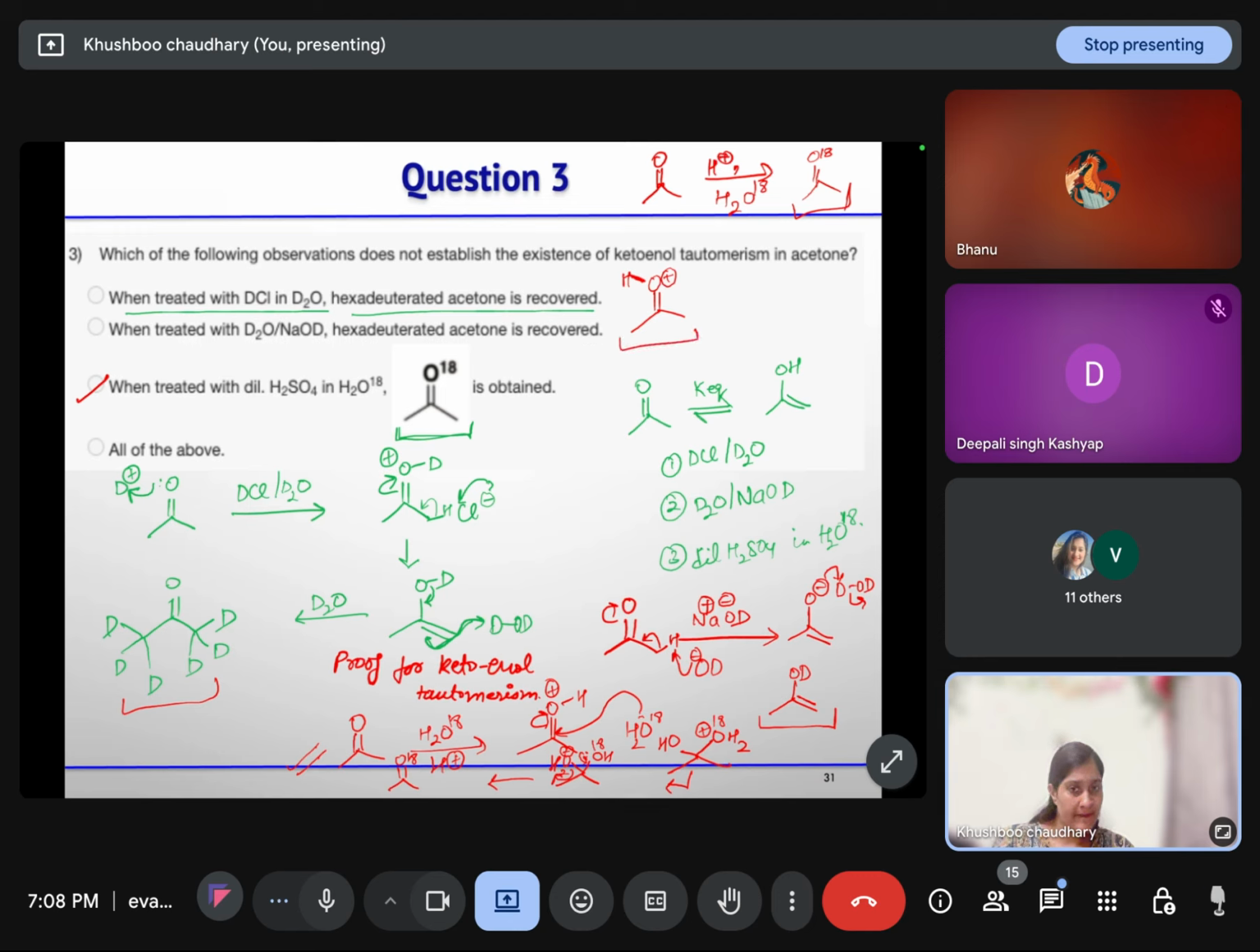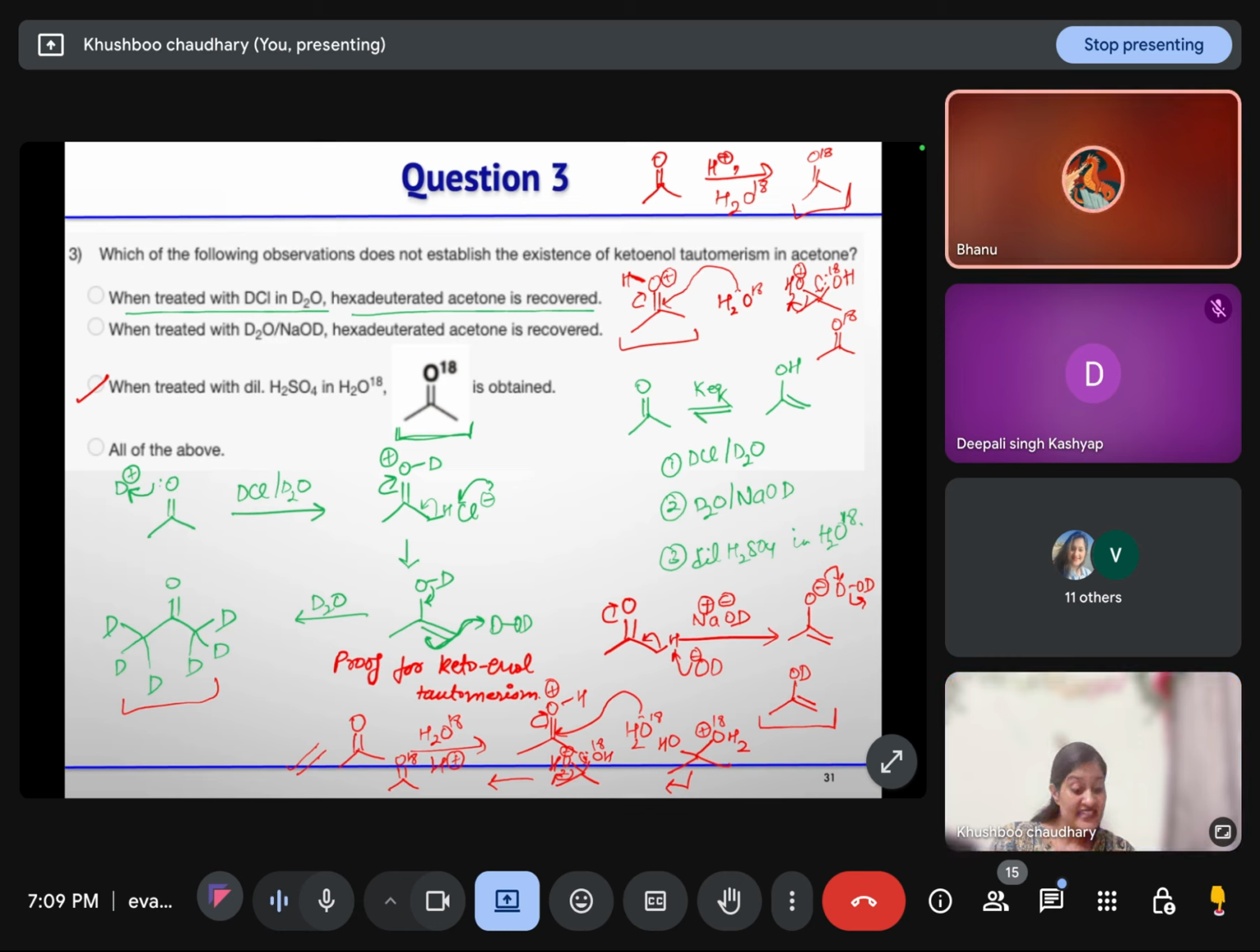Now, water can easily attack at the electrophilic center to neutralize the positive charge on the oxygen. So what will you get? I'm writing it directly: this ketal will form. Then, after this protonation, a second protonation at the OH that was originally attached to the carbon, and then the lone pair will fall and this water will go. This oxygen 18 can come. This isotopic acetone can form.